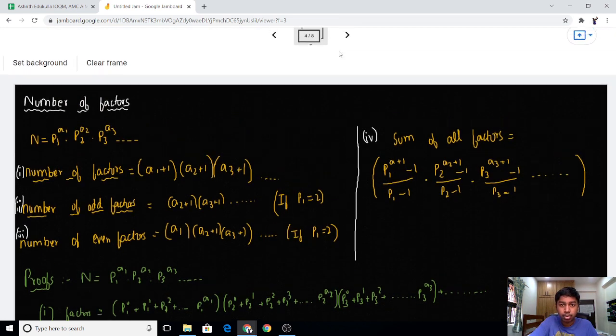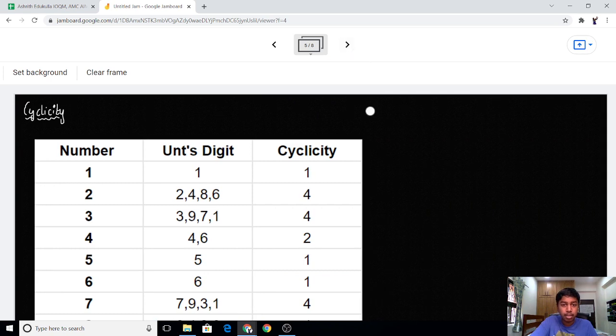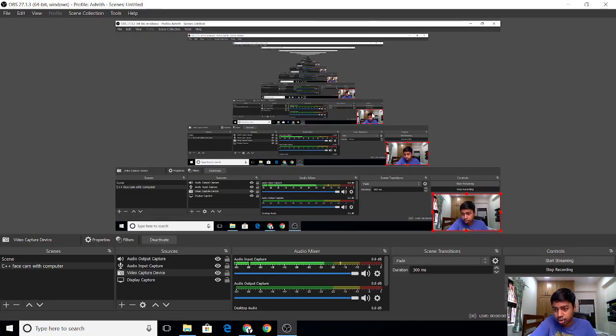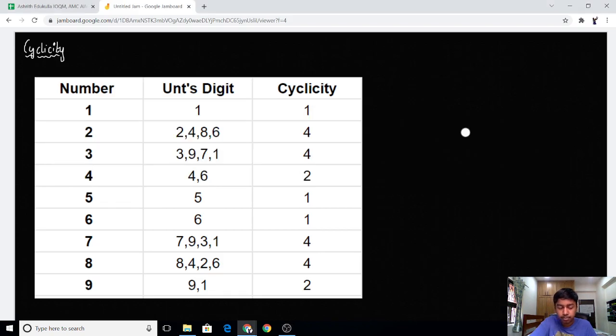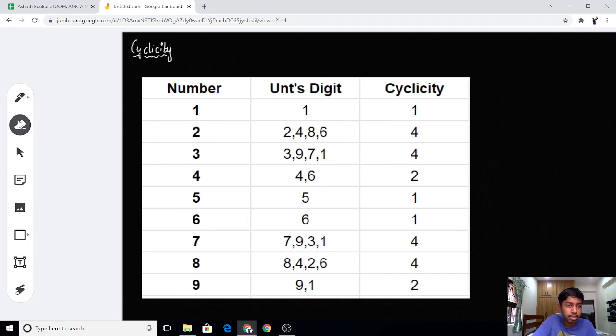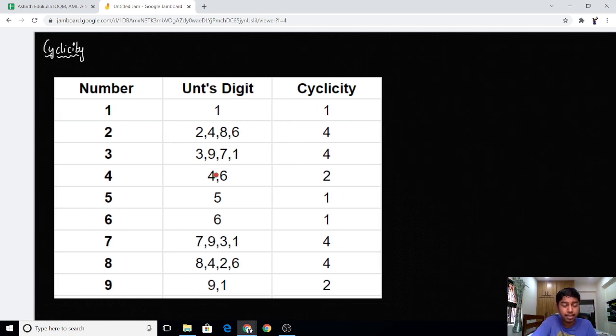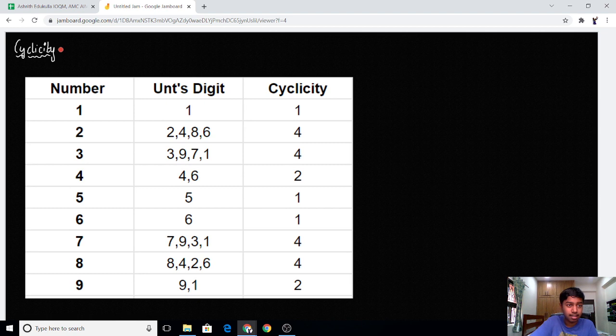So let us go to the next slide. Cyclicity. Just a second, guys. So what is cyclicity? You can understand by the name itself. It is like a cycle. It's going to repeat again and again.